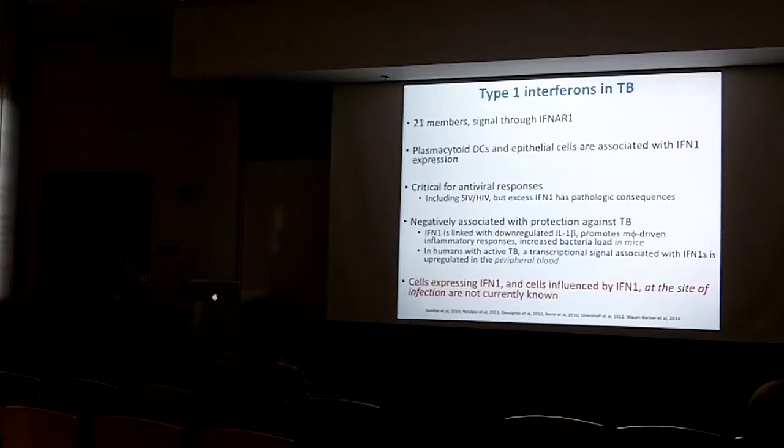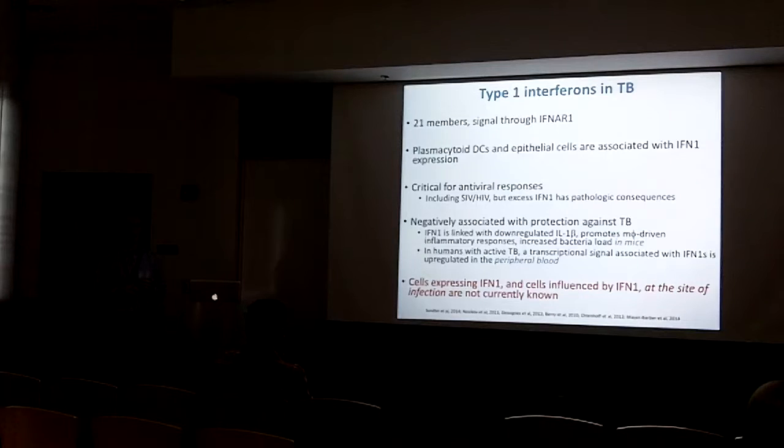But again, that concept of balance is really important. If you don't have enough, it's a problem. If you have too much, there are other pathologic consequences. Type 1 interferons in all these other systems have been identified, and their balance is being considered. In TB, type 1 interferons are associated with bad outcomes, and that's a consequence of a number of different things. They're linked with downregulation of IL-1 beta, and IL-1 beta is an important anti-microbial factor. Macrophages are responsive to them, and they can drive inflammatory responses there.